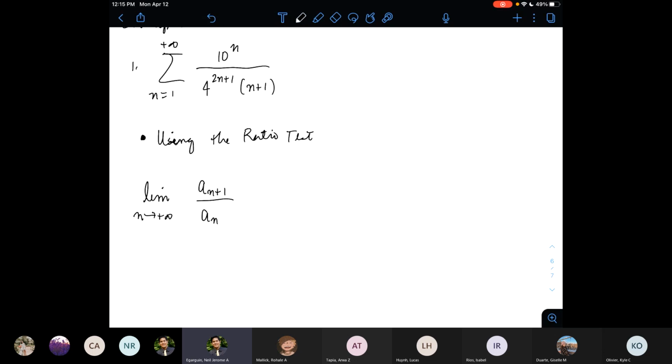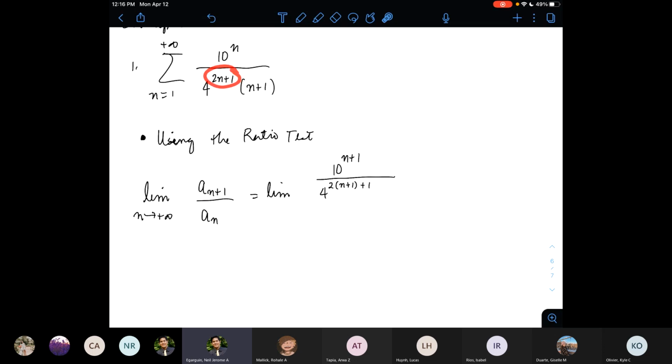as n approaches infinity. So to get a sub n plus 1, I will look at this guy and replace all n's by n plus 1. So essentially, I'll have 10 to the n plus 1 all over, be careful, all n's will be replaced by n plus 1. So I'll have 4 raised to the power 2 times n plus 1 plus 1. And I hope you see what I did there.